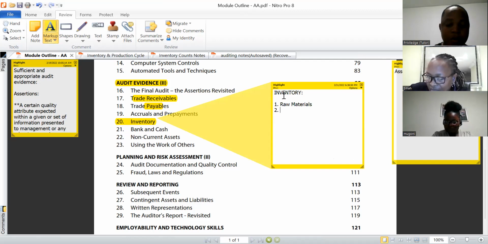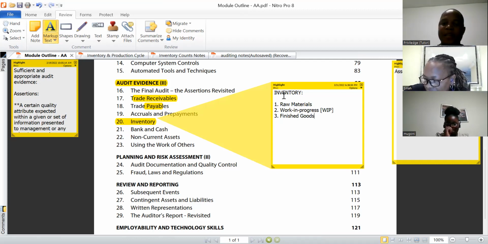Number 2, work in progress. Let me write it in full: work in progress, which I can abbreviate as WIP. And thirdly, another type of inventory items that you can also find is identified as finished goods. These are the 3 distinct types of inventory items.